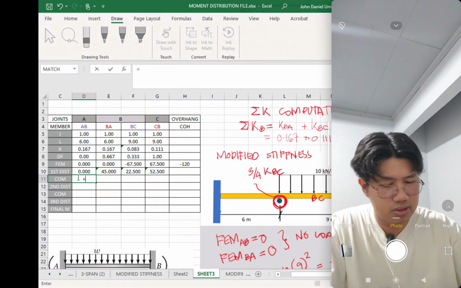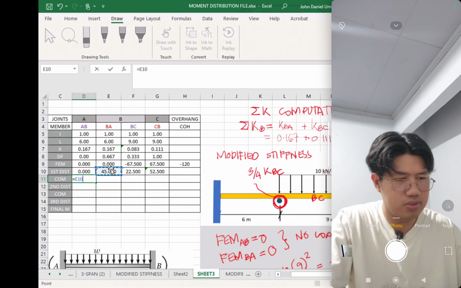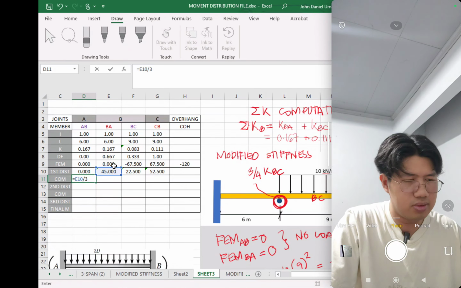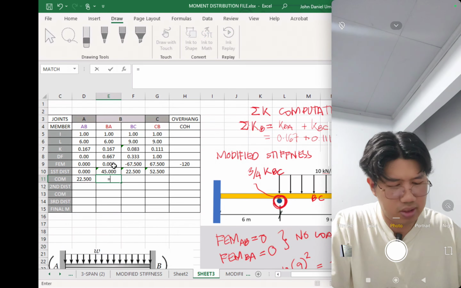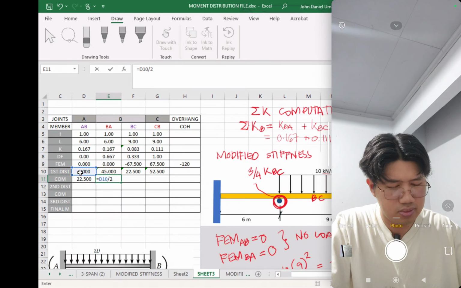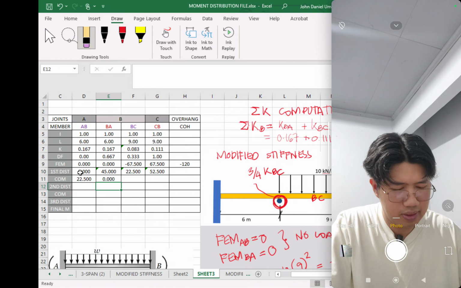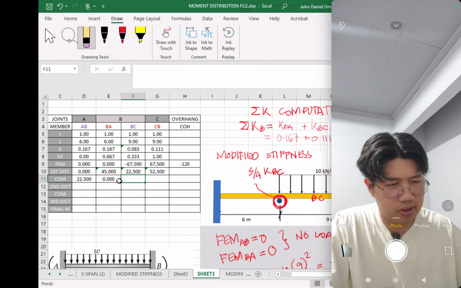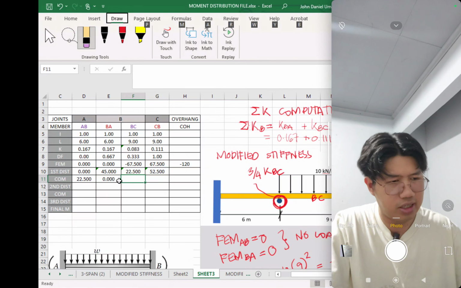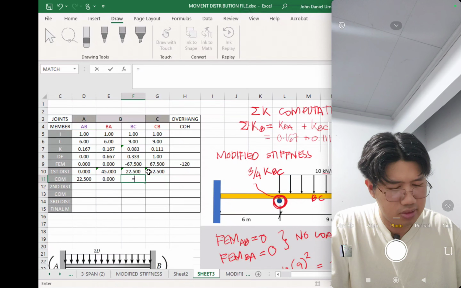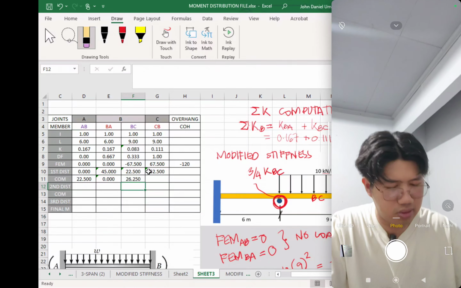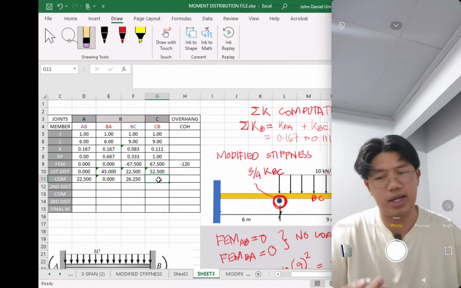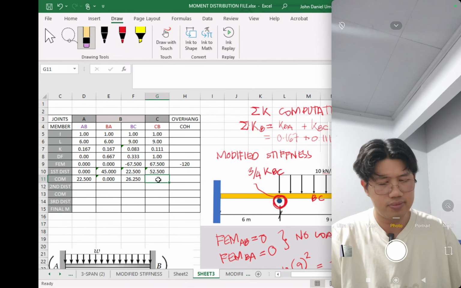So, equals this one. Let's divide that by 2. This one, we divide this by 2. And at this part, the interior part, may carry over pa tayo, which is galing dun sa end support. Pagdating dito is wala na. Okay?